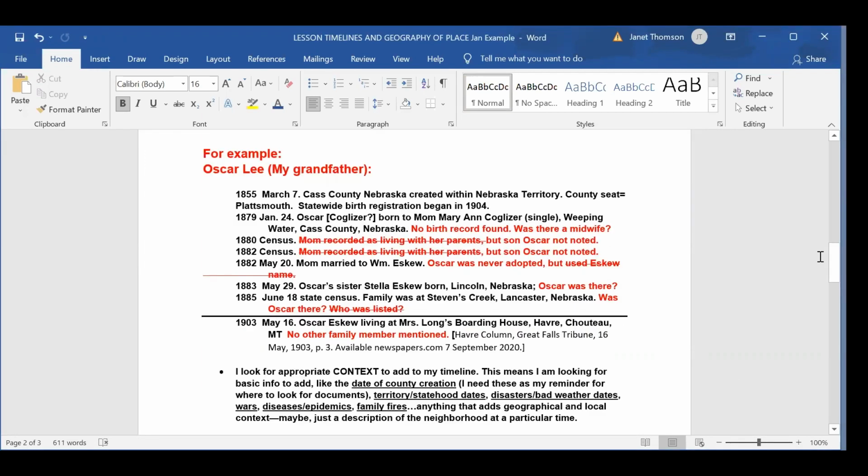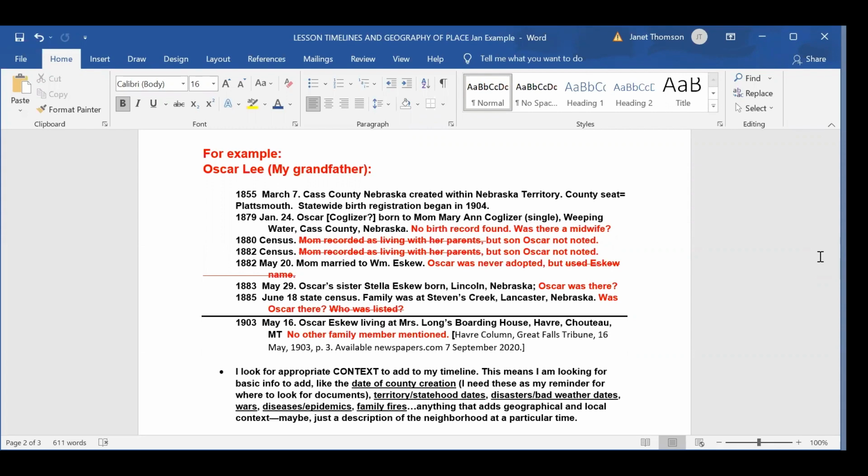Something here really briefly, my grandpa, Oscar Lee, in his early life also known as Oscar SQ, and probably when he was first born, known as Oscar Coglizer. And what I've discovered is, I mean, this person that I've thought I've known quite a bit about, when I actually look at the evidence that I have, most of it has been obtained from indirect evidence, not direct evidence. No birth record for him.